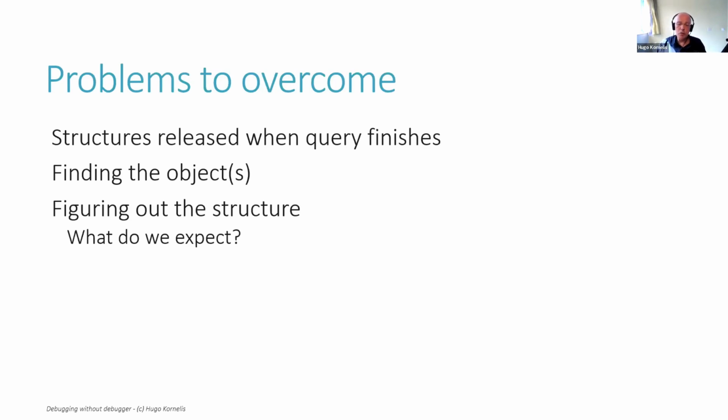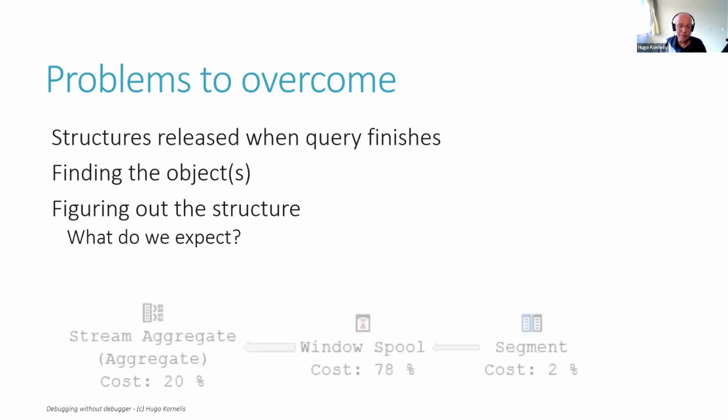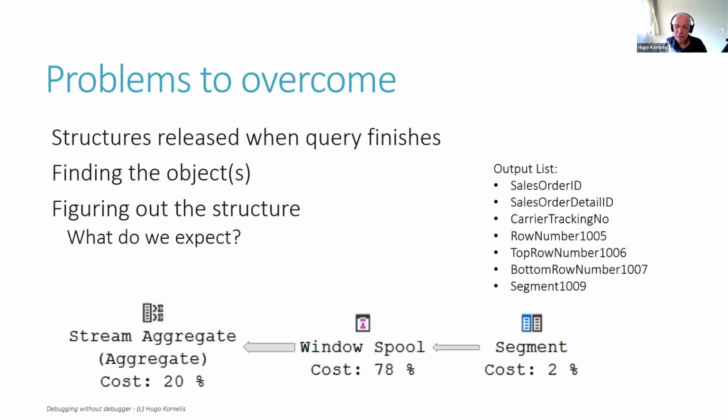But now I'm going to look at the complete data that we expect. And to do that, I'm going to first return to the relevant part of the execution plan. If you look at the segment operator and look at its output list, you will see that it returns a total of 7 columns. I already talked through that at the start when I described the operator. Sales order ID, sales order detail ID, carrier tracking number, the row number, top row number, and bottom row number, and the segment column that the segment operator produces.